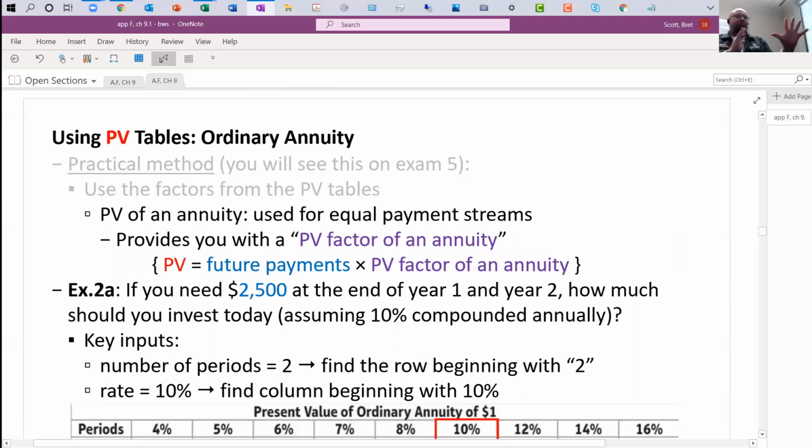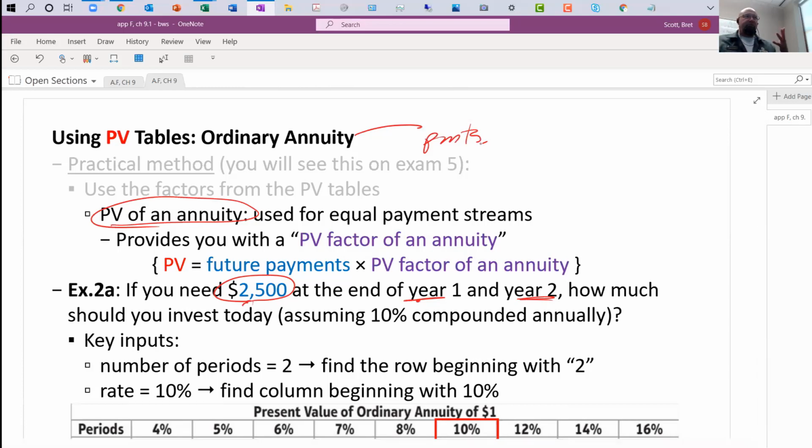What if it's not a single amount, but what if it's like a payout? I get $2,500 at the end of year 1, $2,500 at the end of year 2. Do I prefer that? What's the present value of that? The total amount is still $5,000, but what's the present value today of that? In this case, we want to look at a present value of an annuity. When you think annuity, think payments or regular streams of the same amount of money.